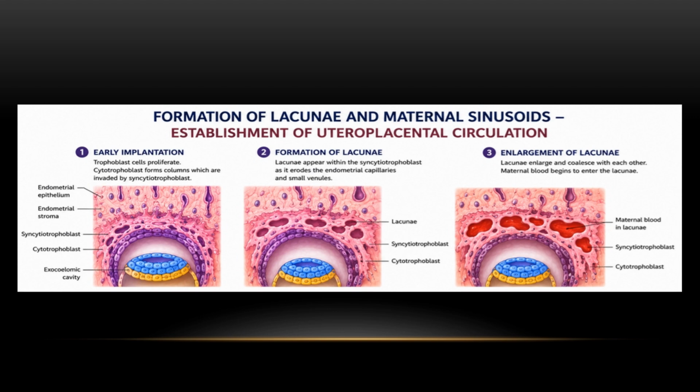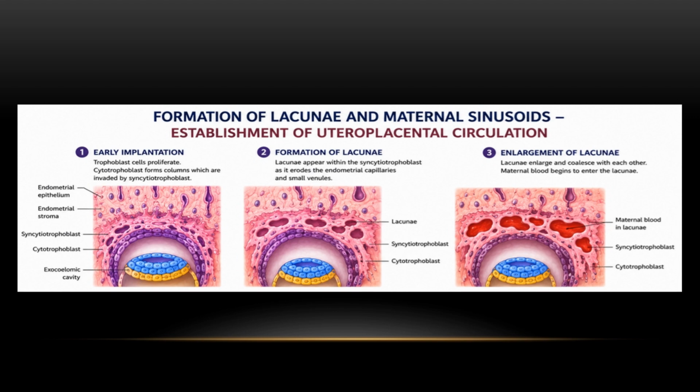The syncytiotrophoblastic cells, as you can see here, continue producing proteolytic enzymes to break down the extracellular matrix and form vacuoles, which are fluid spaces that fuse together and form the lacunae, which you can see here in the second picture, the formation of lacunae, the small spaces in the syncytiotrophoblast cells.